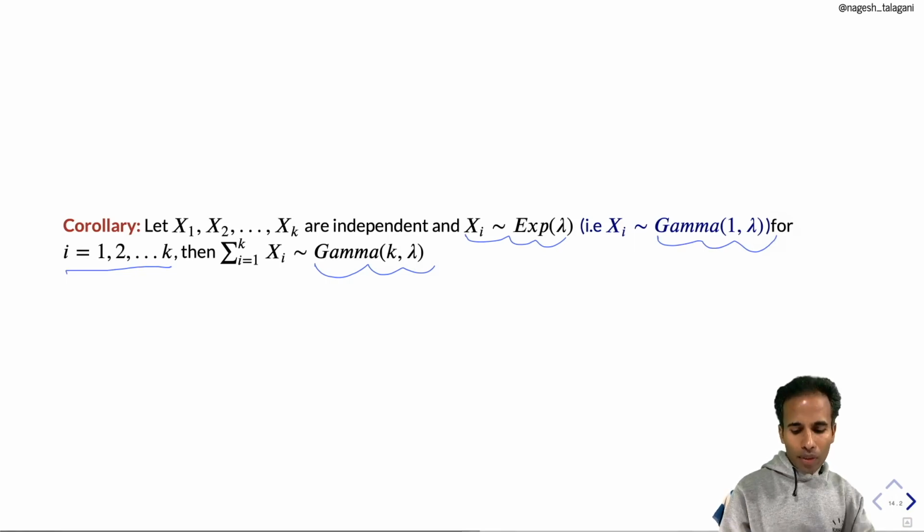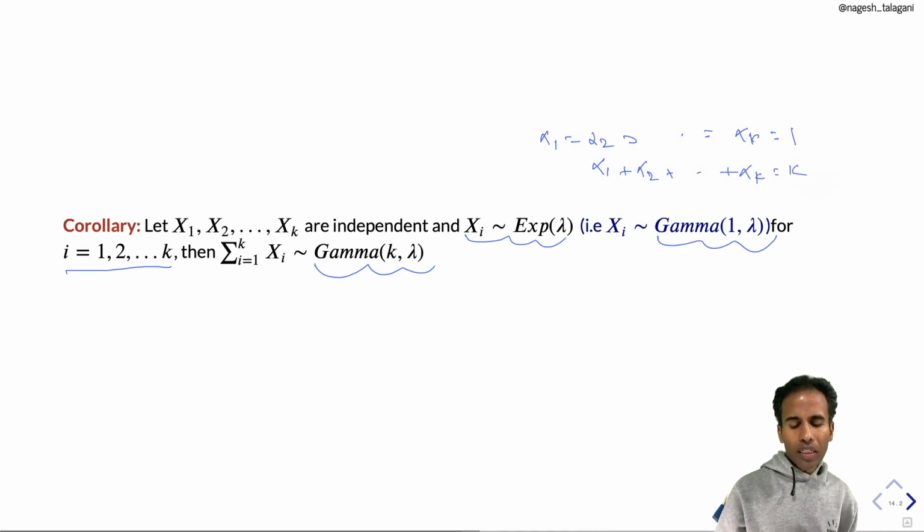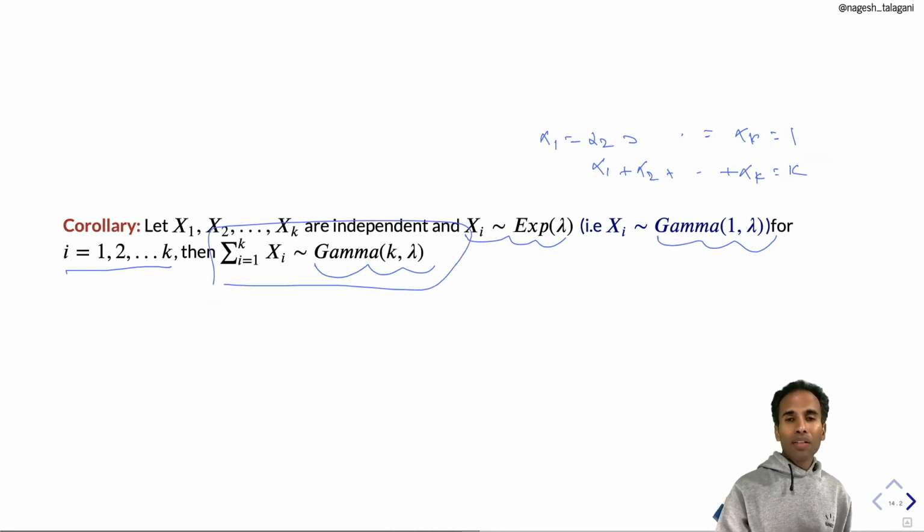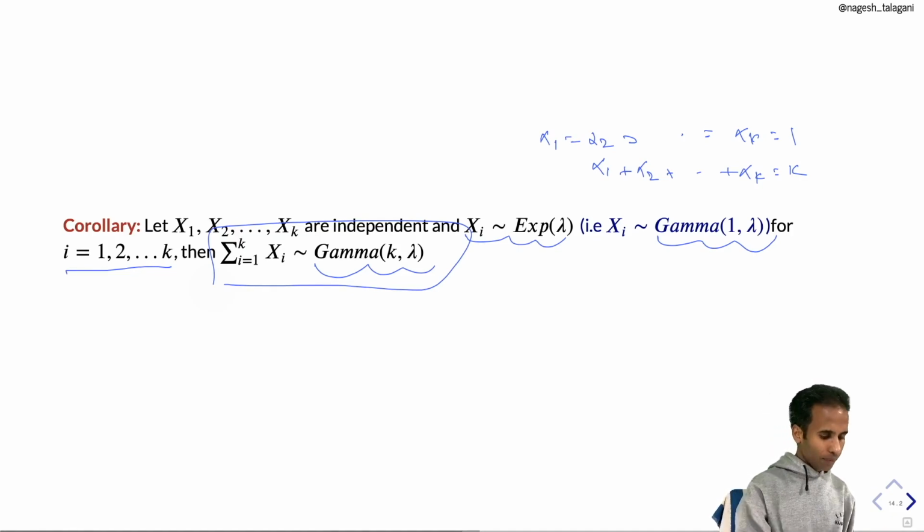So if you apply the above theorem, here we have alpha 1 equal to alpha 2 equal to so on alpha k equal to 1. That implies alpha 1 plus alpha 2 plus so on alpha k is going to be k. So from the above theorem we can say that the summation Xi from i equal to 1 to k follows gamma distribution with the parameters k comma lambda. So the sum of independent exponential random variables with the same parameter lambda is going to be a gamma random variable with the parameters k comma lambda. Okay, fine.